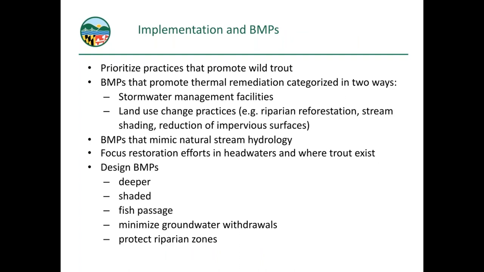BMPs and implementation. This is an emerging science as far as how we get acute thermal reductions from a BMP. A lot of our BMPs in the state are oriented towards reducing nutrients for the Chesapeake Bay and sediments. But generally, we can think of BMPs being broken down into two large categories. First, these acute delta stormwater management facilities, where we're seeing a measurable drop in nitrogen, for example. How do we do that for temperature? So that's the emerging science.